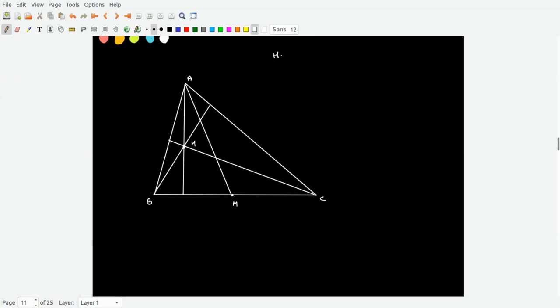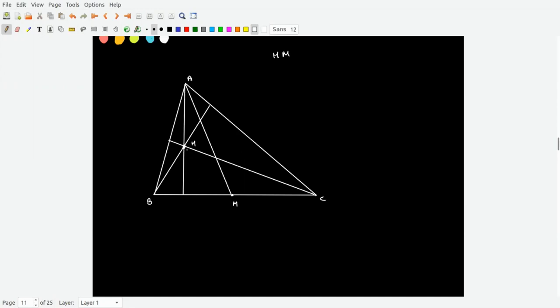This is the orthic sector. Now we start with one property of this configuration, which is the Humpty point configuration. We'll do one property tomorrow, we'll do another property, and then we'll go to completing the configuration of this orthic triangle. This is the name of the configuration.